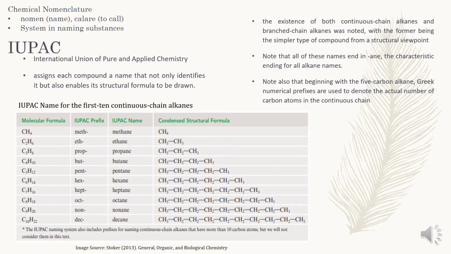Note that all of these names end in -ane, the characteristic ending for all alkane names. Note also that beginning with the 5-carbon alkane, Greek numerical prefixes are used to denote the actual number of carbon atoms in the continuous chain. So you have pent for 5 carbon atoms, hex for 6, and so on.